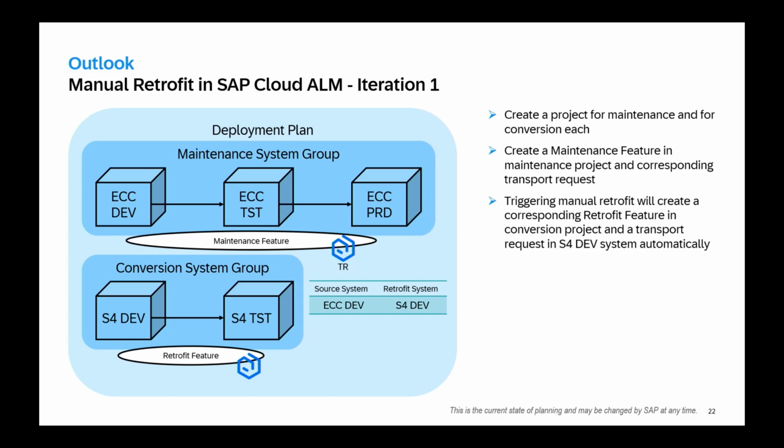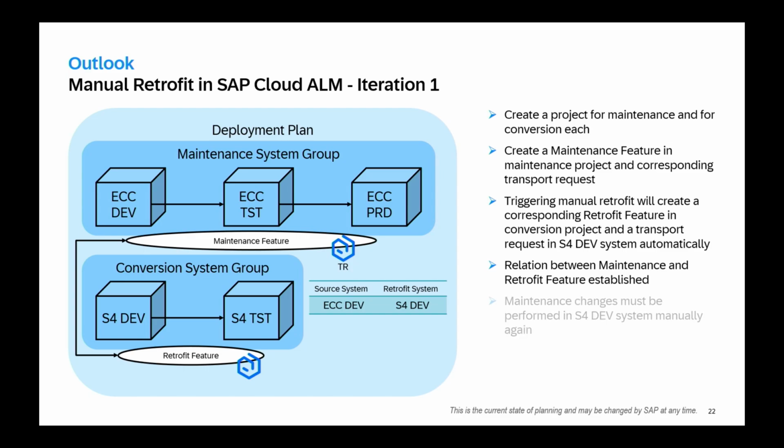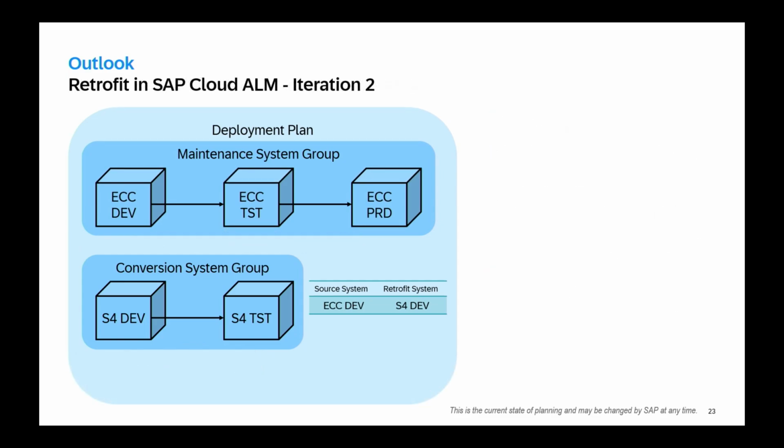So at least you have all the information that you need, and the relation is established automatically between maintenance and retrofit features, so that you see that there is a relation. That's also important for the traceability later on. The maintenance changes must still be performed in the S4 dev system, but like that you can keep track of it and maintain the doing, so that you always have everything in place and a traceability on top of it. But still some manual stuff needs to be done.